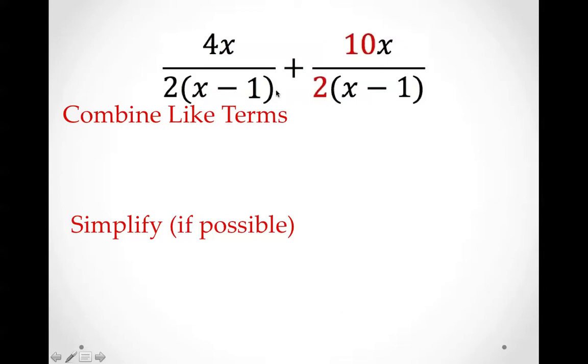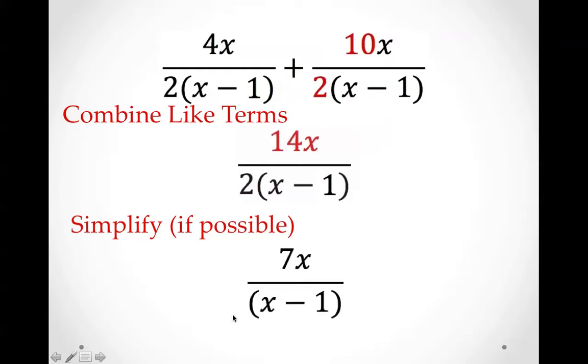Now these have a least common denominator, so I can go ahead and combine my like terms. 4x plus 10x would get me 14x, and that is all over the least common denominator of 2 times x minus 1. Now it says simplify if possible. Now we can look at this and see a 14 over 2 would simplify down to 7 over 1, and we do not need to write the 1 in front of the x minus 1. And this would be my final answer.